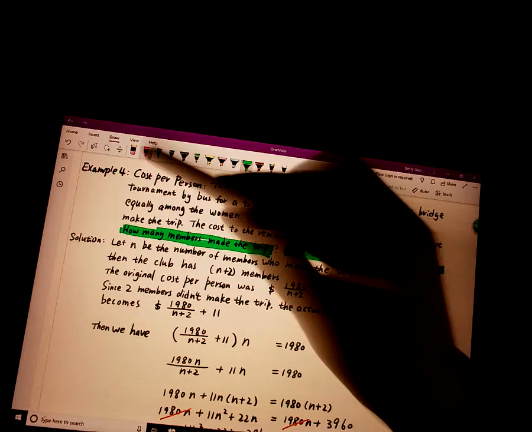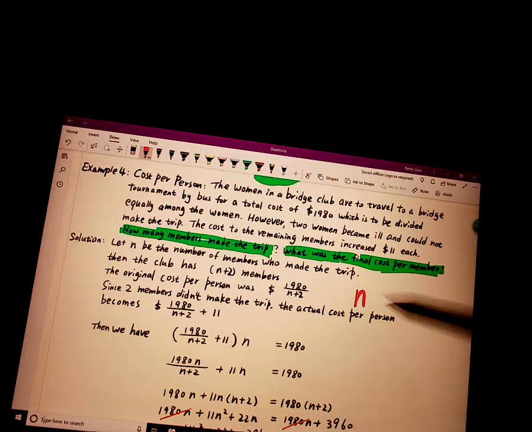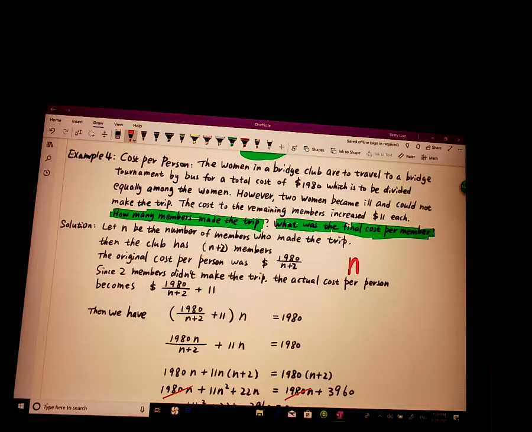I would bring in a variable n. You can use x if you want. The reason I use n in this case is because the number of members is going to be a whole number. So I use n to remind myself the variable here is a whole number, not a decimal or fraction. You cannot go half of a person, right? Or one quarter of a person.